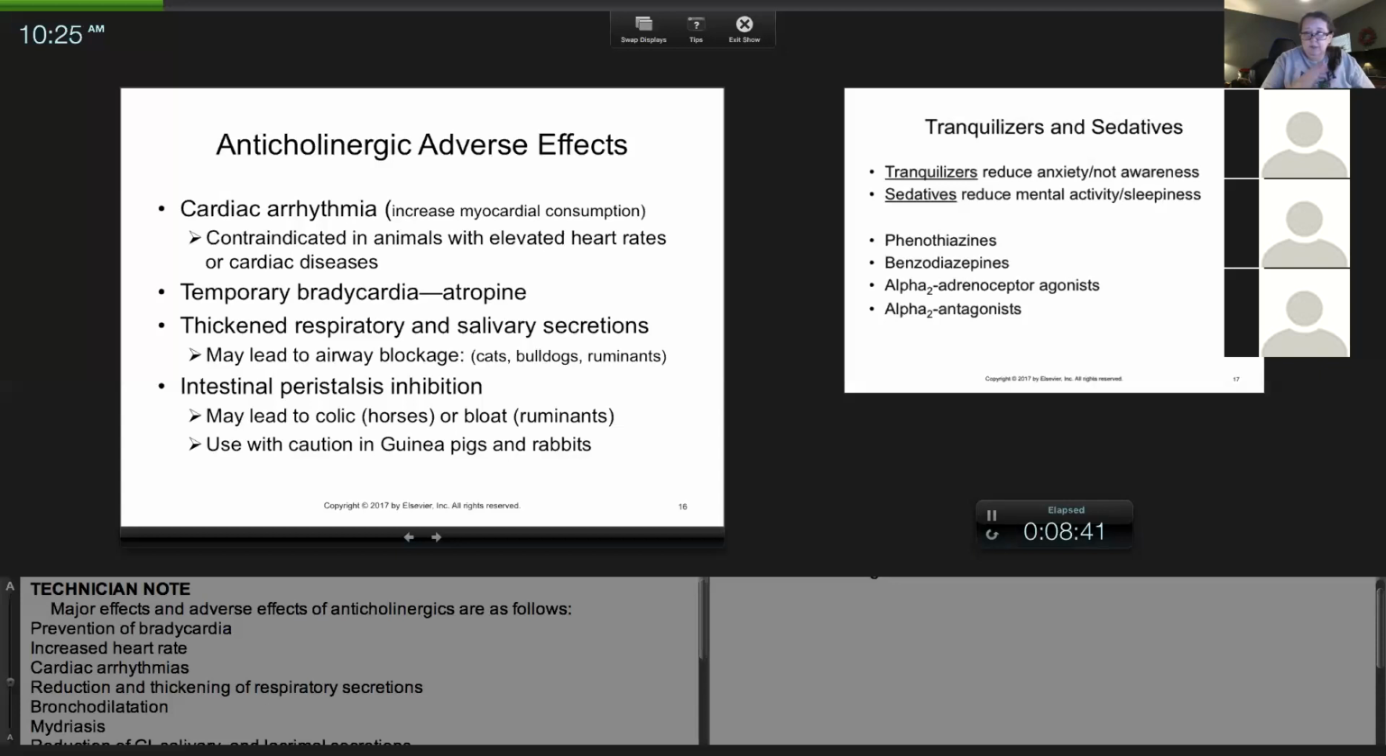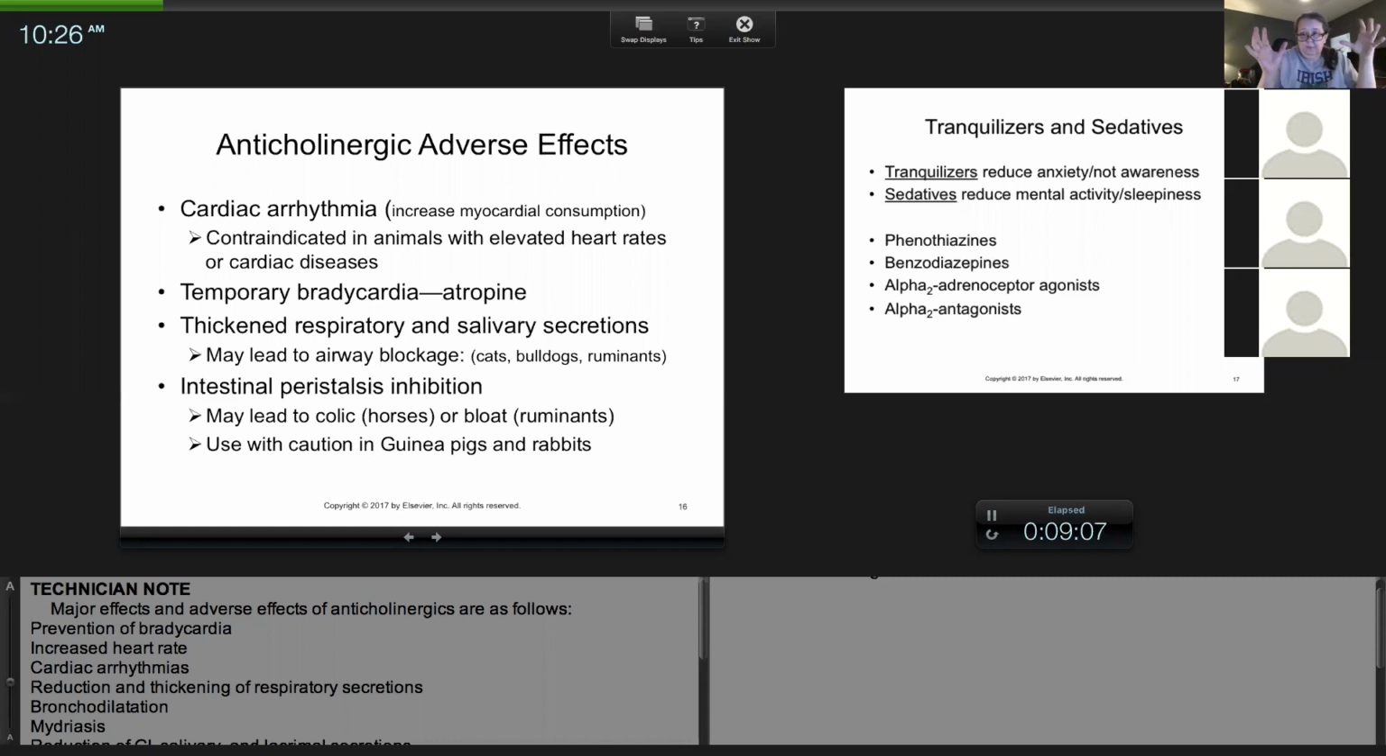And hopefully you guys learned in exotics that rabbits have an enzyme called atropinesterase, which will break down atropine and render it inactive. You can give atropine to a rabbit, it just may not work. And normally their heart rates are very high, so you don't usually need to pre-treat exotics for bradycardia.